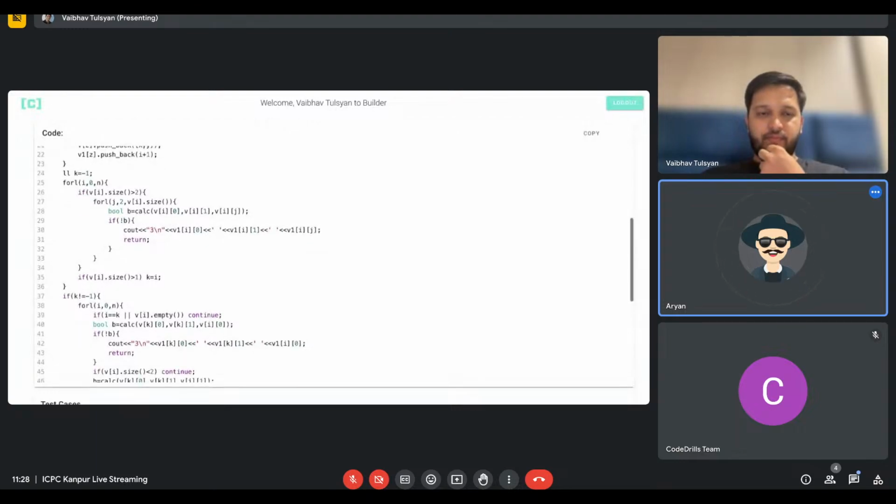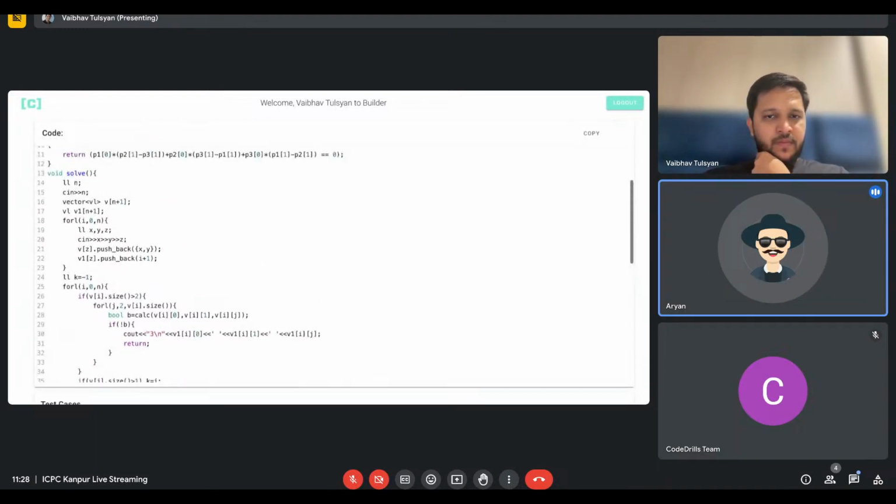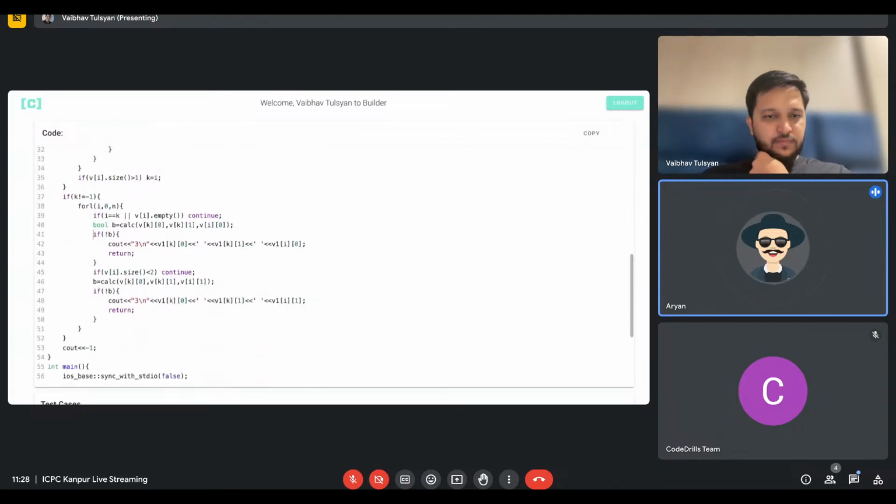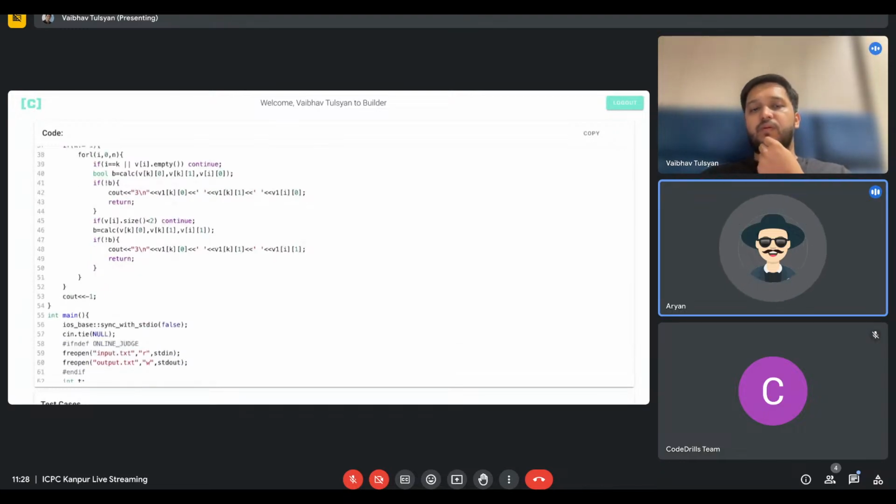One of the solutions we debugged here was iterating over all the points again and all the colors. That should have given them a TLE on the last test case. That's what they are trying to optimize.